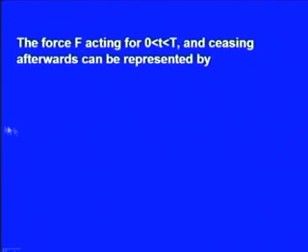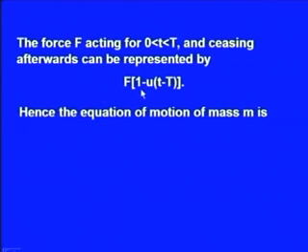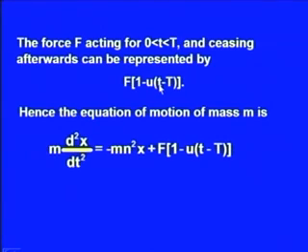So, the force F, which is acting for the time t only, and then it ceases afterwards, can be represented in terms of unit step functions as F into 1 minus u(t minus t), and therefore, the equation of the motion of the mass m will be m x double dot, that is m d square x by dt square, equal to the resultant of the force F, which is acting for the time t only, and then the restoring force. So, we get m d square x by dt square equal to minus m n square x plus F times 1 minus u(t minus t).